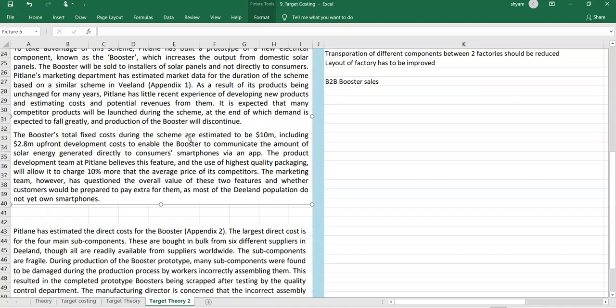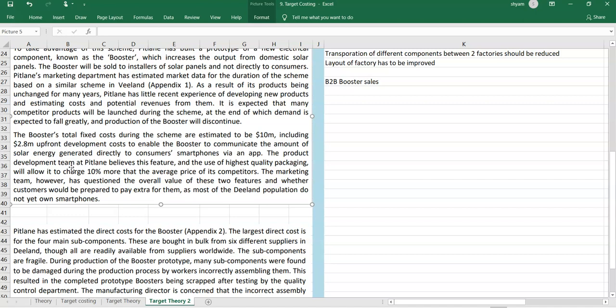The total fixed cost during the scheme is estimated to be 10 million, including 2.8 million upfront development cost. This is the research and development cost, and this is going to be spent on developing an app. They also believe that the highest quality packaging, the packaging should be absolutely good, will allow it to charge 10% more. So because of the app and the high quality packaging, the marketing department feels they could charge 10% more than the competitors. But will it be possible? That's a question.